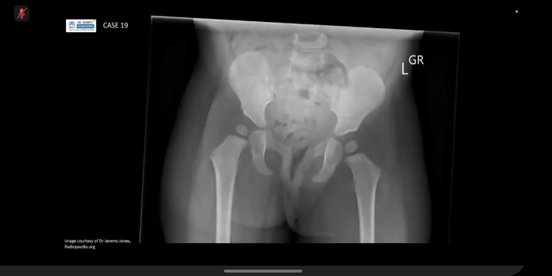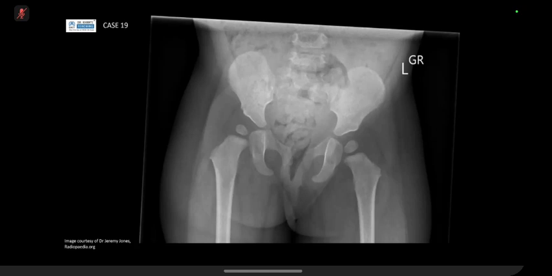Okay, next type of case. Okay, continue, candidate 3. Yeah, this is a pelvis X-ray for a skeletally immature patient. This pelvic X-ray.